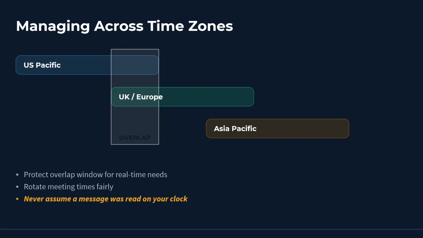Rotate meeting times so the same people are not always accommodating inconvenient hours. Use tools that display local times for every team member. And never assume someone saw your message just because you sent it during your working hours. A message sent at 3 p.m. your time may land at 3 a.m. in their inbox, and expecting an immediate response is a fast way to teach your team that work does not respect their sleep.